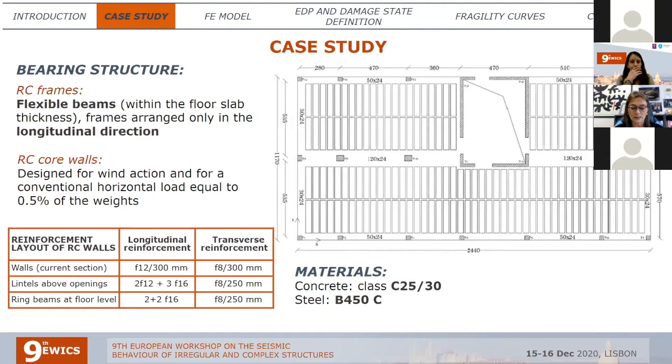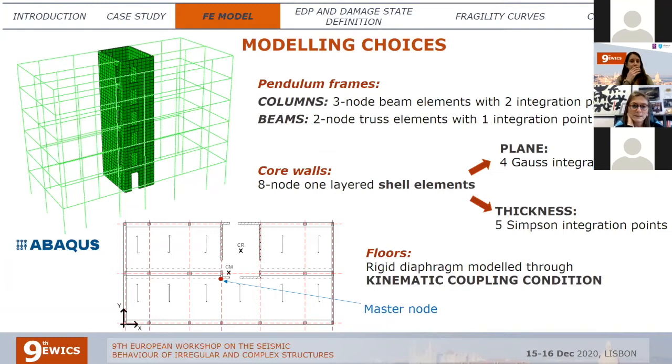In this study, we assumed that this is a condition for a rigid diaphragm. And also you can check the class of concrete and the adopted properties for the steel. About the modeling, in this slide you can see the eccentric position of the core, which is the major cause of in-plane irregularity, shifting the center of mass away from the center of stiffness.